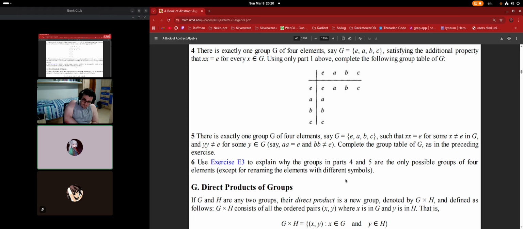And the other case is, what if there's only one that's its own inverse and it's different from E? Then necessarily, because you only have two elements left and they cannot be their own inverses, they must be each other's inverse. Yes. And that basically fixes the rest of the table.